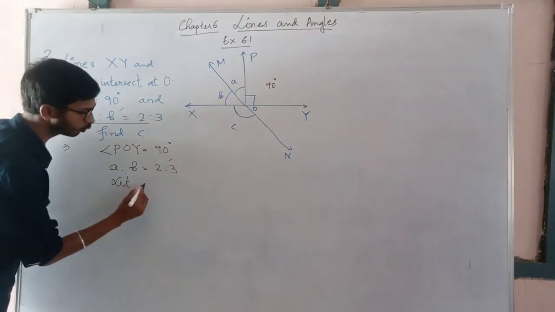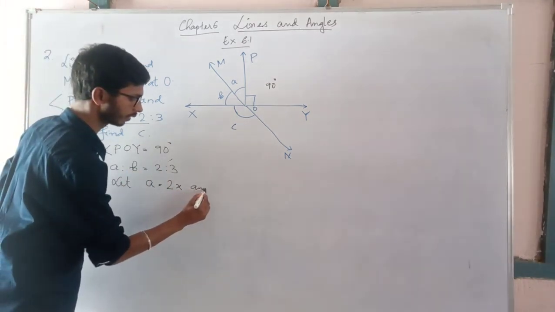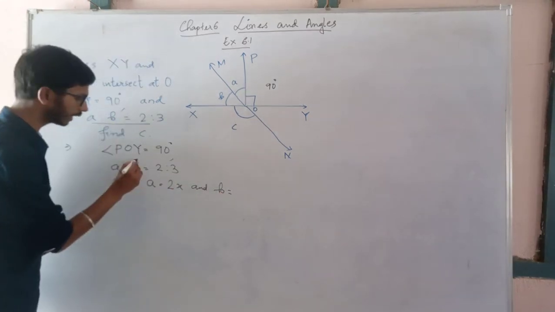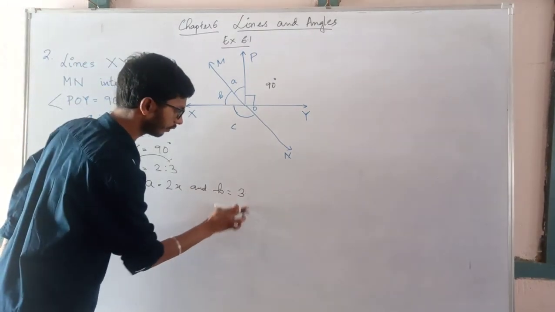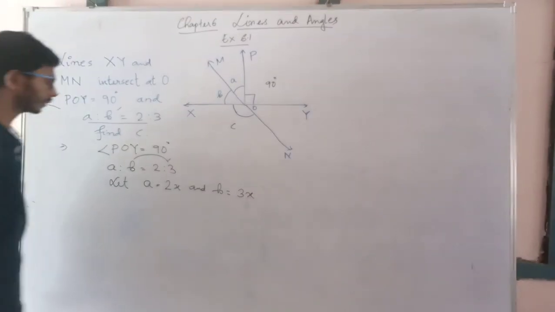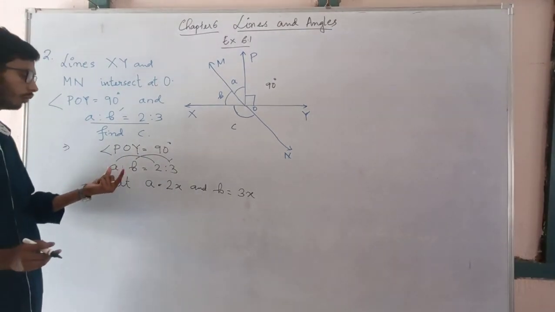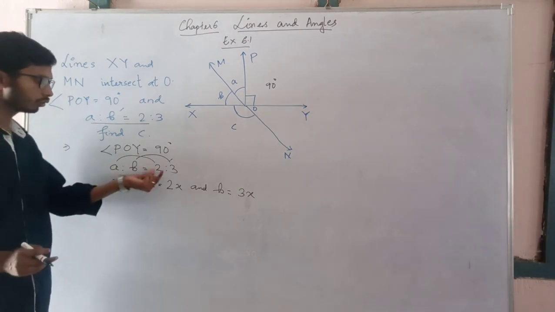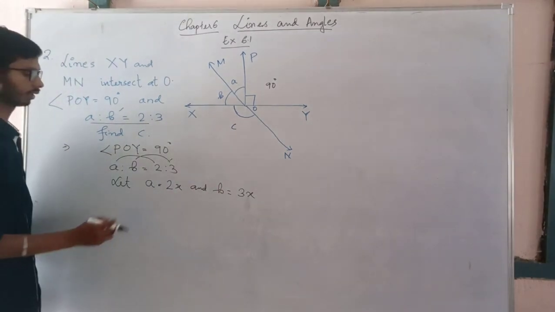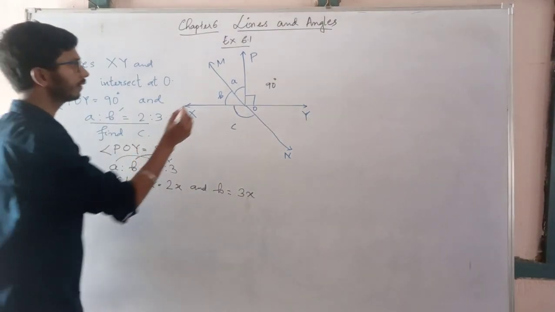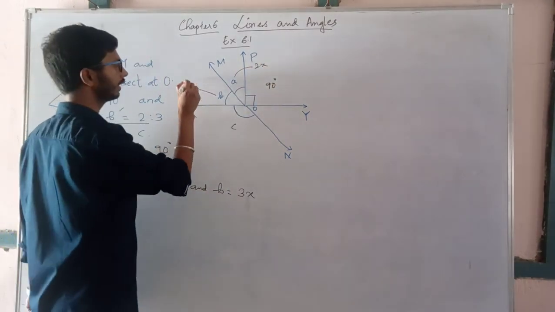as A equal to 2x and B equal to 3x. So if something is given in the ratio form, always take the first one as let A equal to 2x and B equal to 3x. Okay, now you see here, that means this angle A is 2x and angle B is 3x.